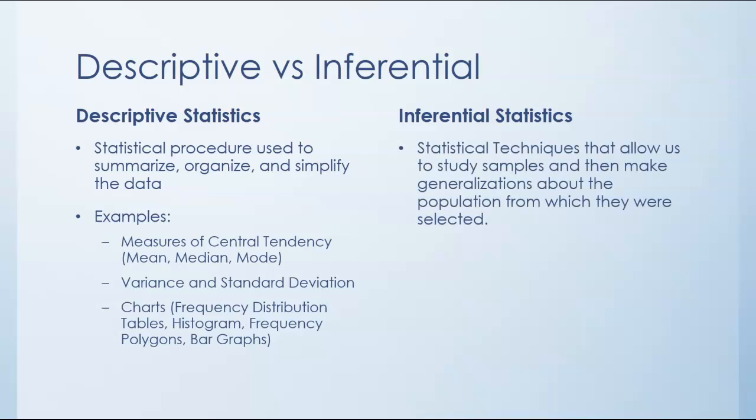Inferential statistics, however, is where we want to make generalizations about a population based on a sample. These are things like hypothesis testing or analysis of variance or chi-square, all three concepts we will talk about later on in the semester. But the biggest thing for inferential statistics that you need to understand is that it is from a sample and we are trying to generalize the results of that sample back to the population that the sample was taken from.